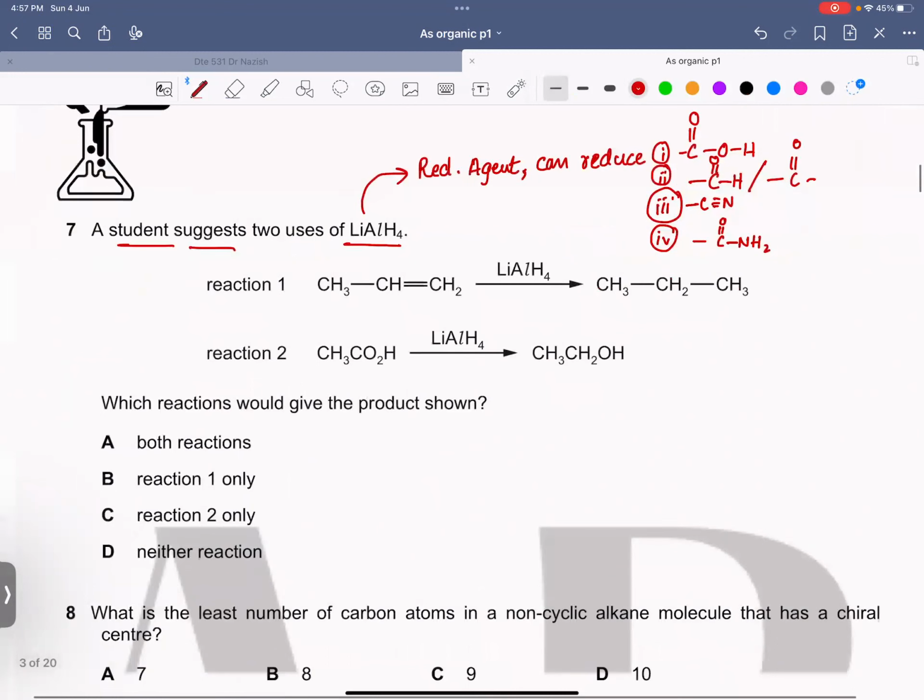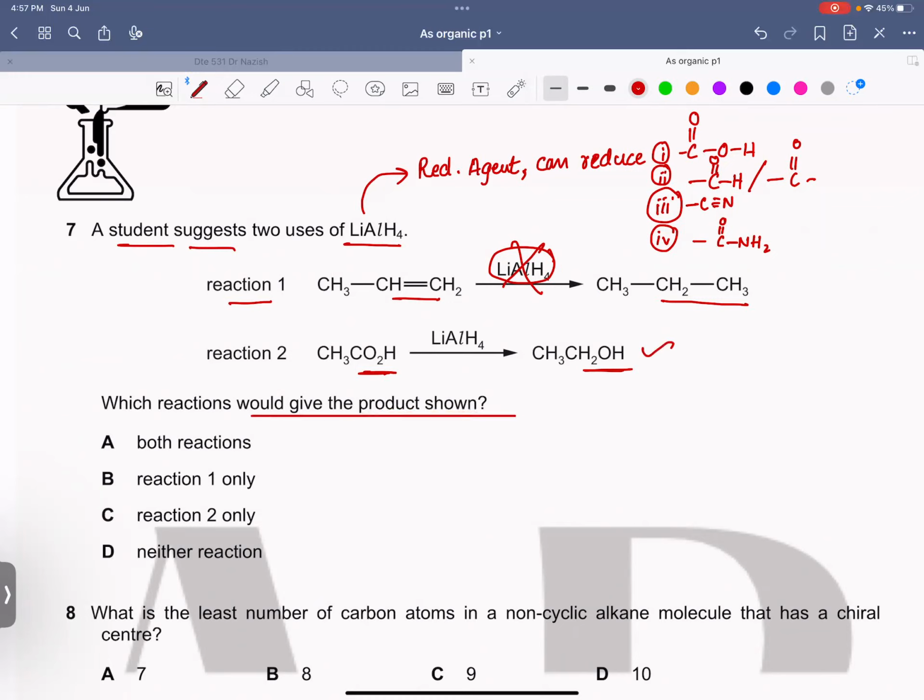So what the examiner is asking: in reaction 1, there is an alkene, and the alkene is turning into an alkane by LiAlH4. So can this be correct? No, this cannot be correct because I have just discussed which compounds can actually be reduced by LiAlH4. In reaction 2, there is a carboxylic acid, COOH, which I have mentioned, turning into an alcohol. So yes, this is correct. Which reaction would give the product shown? No, not B. Neither reaction, that is also wrong. So C is the correct answer.